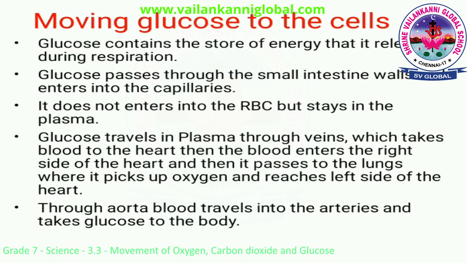Glucose travels in plasma through veins which take blood to the heart. Then the blood enters the right side of the heart and then it passes to the lungs where it picks up oxygen. Then the blood reaches the left side of the heart. Through the aorta, the blood travels into the arteries and takes glucose to the body.